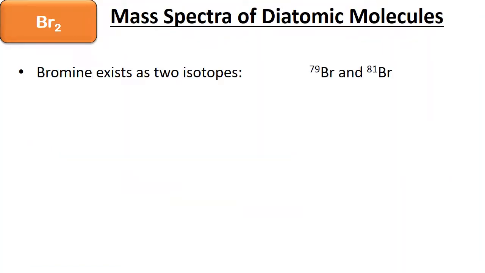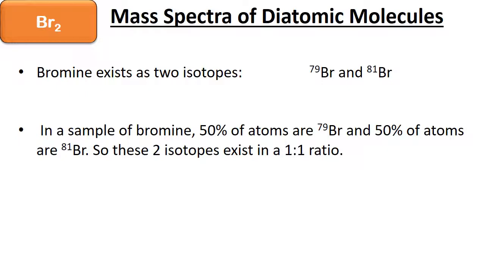Okay, if we look at the element bromine, it exists as two isotopes, bromine 79 and bromine 81. If you had a sample of that, you would find that 50% of the atoms are actually bromine 79 and roughly the other 50% of the atoms are bromine 81. So these isotopes exist in a 1-to-1 ratio.